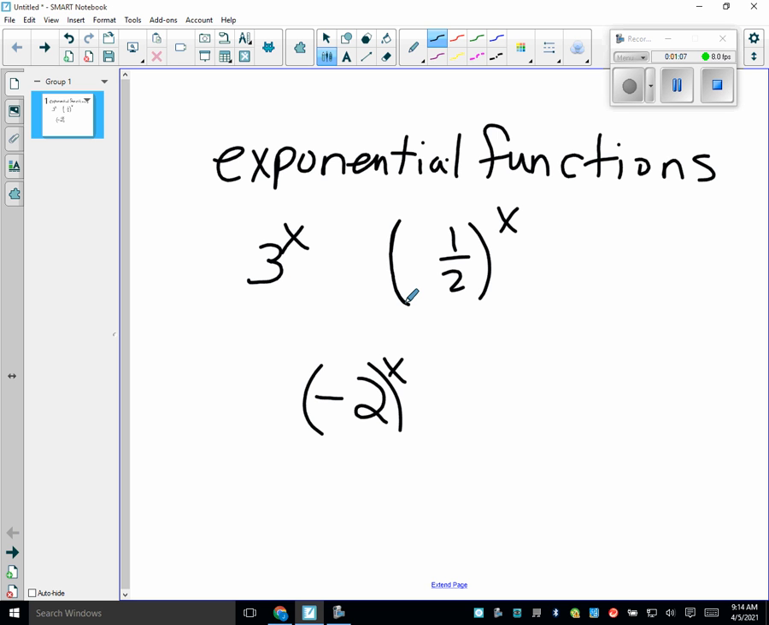All right, that is an exponential function. Sorry. This is not. If the base is 1, it is not an exponential function. If the base is 1, these are not. Because what's 1 to a power? 1. This is not, because the exponent has to be a letter.